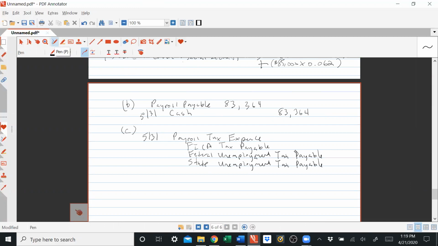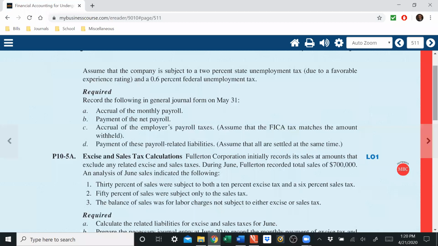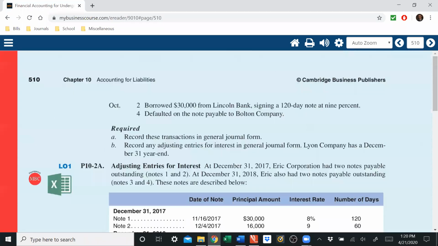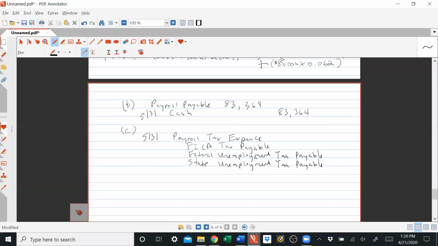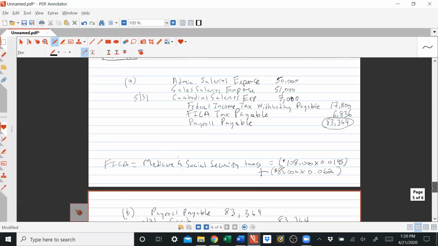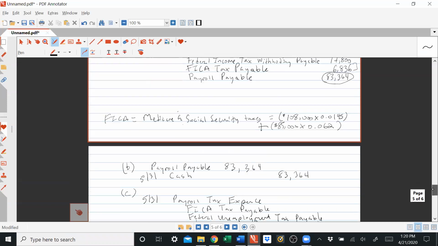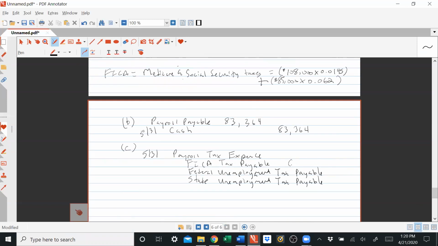All right, what's the amount we owe for FICA tax payable? It's equal to the amount we withheld from the employees. So I can just go back up here. How much did we withhold? $68.36 right here. That's how much the employee is giving to the federal government. Well, we're giving it to the federal government on their behalf. And we also have to pay that amount ourselves as well, $68.36.